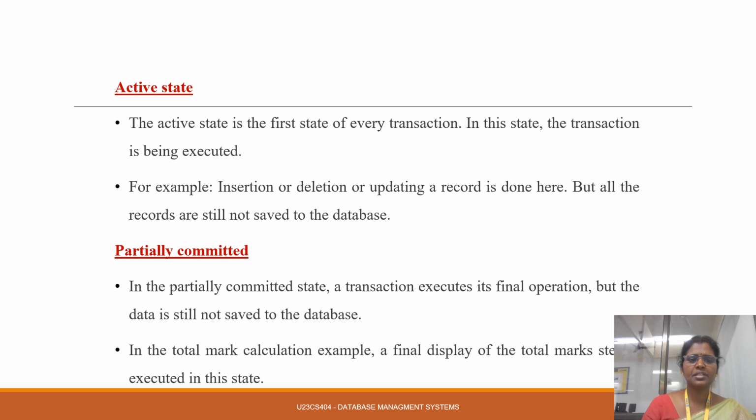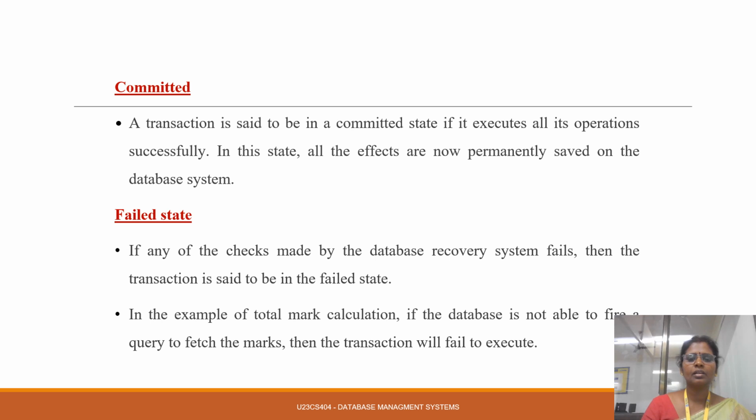So this is what is given here. During the active state, every transaction is being executed, and during the partially committed state, the transaction executes its final operation, but the data is still not saved to the database. In the committed state, the data will be permanently stored into the database system. In the failed state, the data will not be stored into the database, and here rollback will be called.